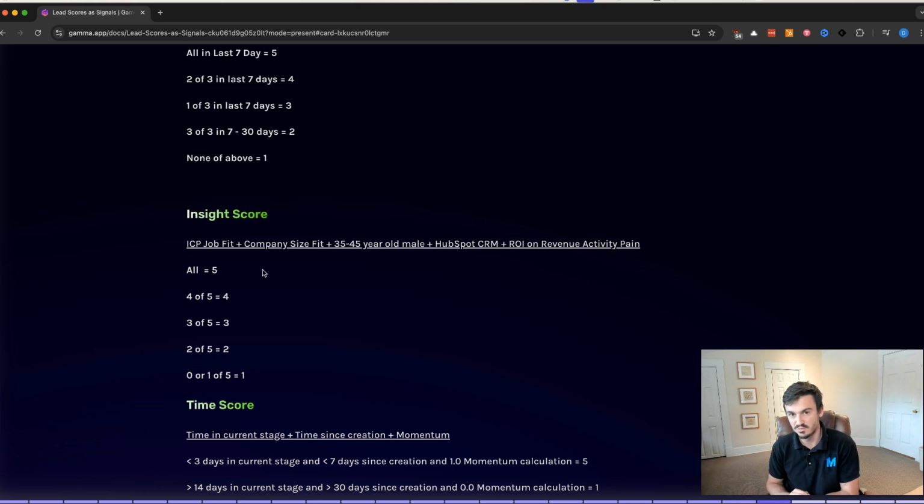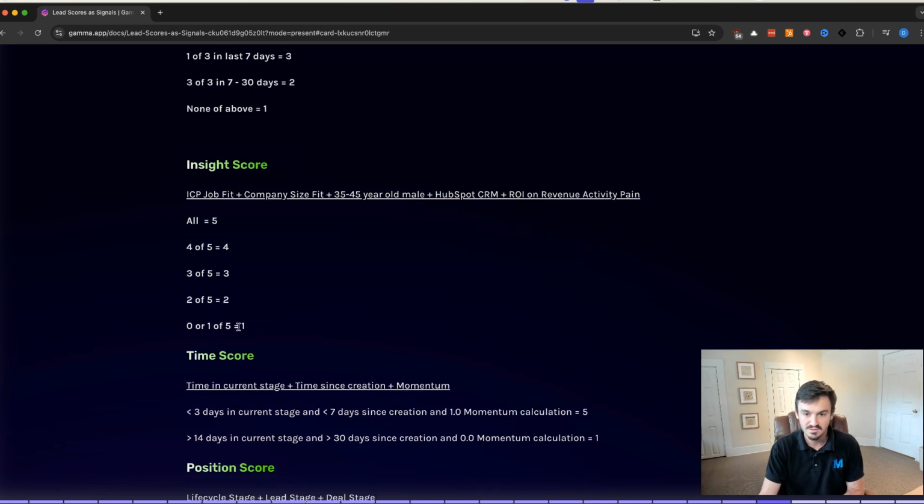and we know either from a conversation with them or a form fill or videos that are watched or an asset that's downloaded that the ROI on their revenue activity is the big issue. So being able to tie back signals to revenue, being able to tie back activities to revenue is the issue they're facing because of budget cuts, need for more budget, need for more headcount, need to increase their revenue, whatever it may be. Then we know if they meet all of these criteria, then it's 5. 4 of 5 is a 4, 3 of 5, you get the idea, right? So that's the insight score.